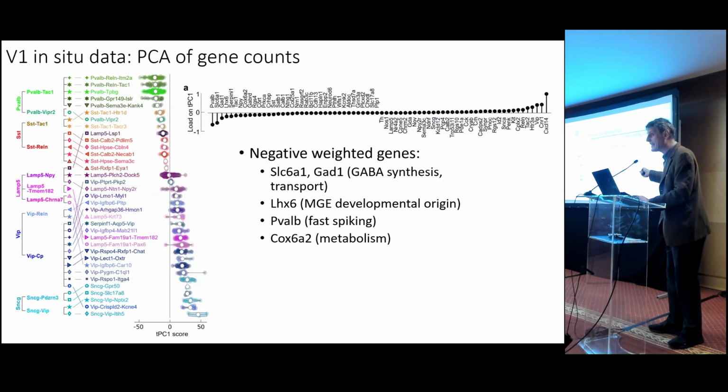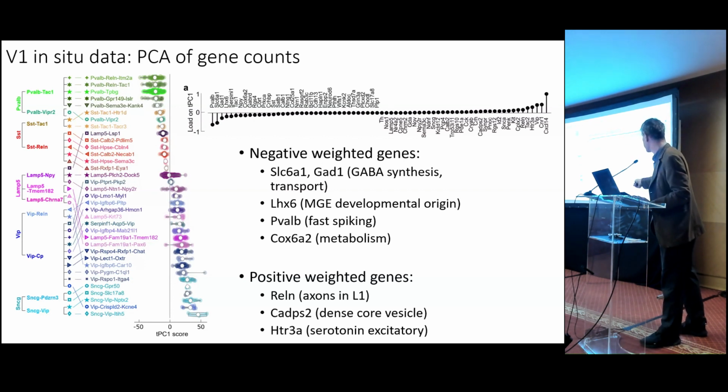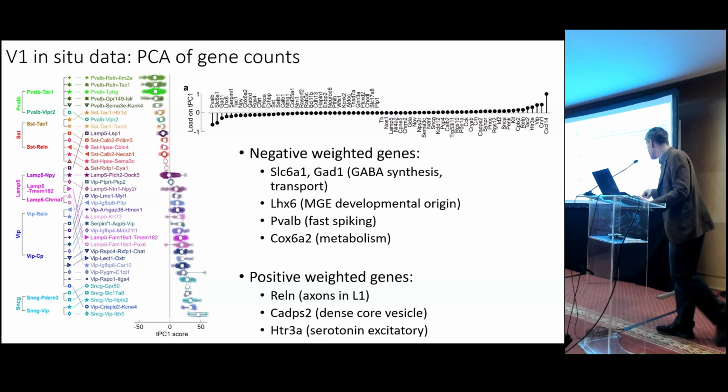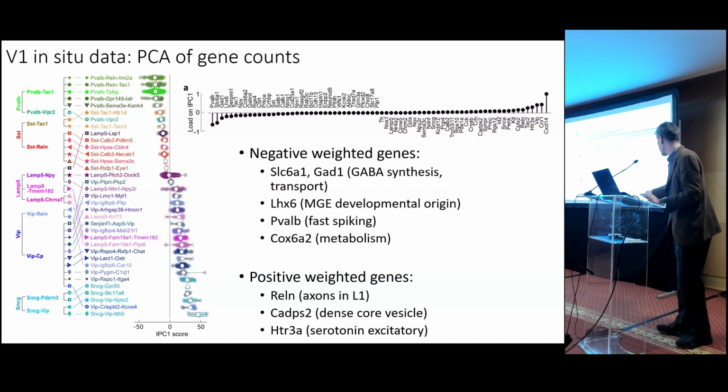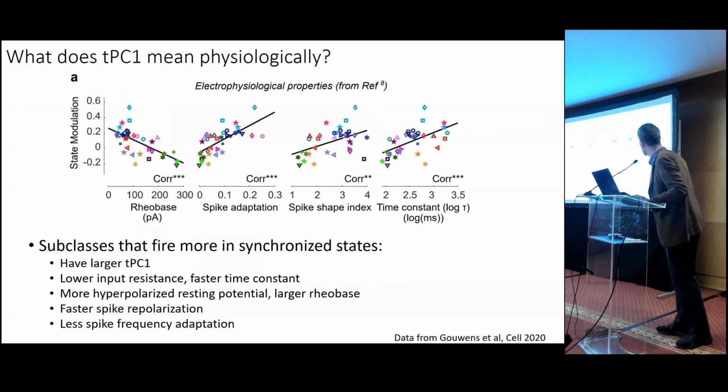If you look at the genes that are weighted along the continuum, you see the negatively weighted genes are things involved in GABA synthesis, fast spiking, and metabolism. These are cells that are very fast active. And the ones that are positively weighted are genes that are signatures of peptide release, axons in layer 1, that's renin, and excitatory serotonin receptors.